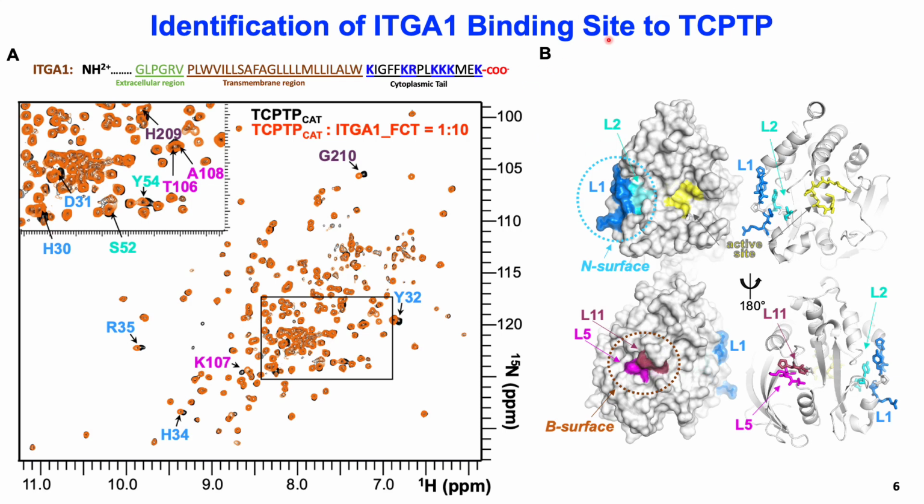Coming to our second question, how TCPTP gets activated by interacting with integrin alpha 1, we examined the interaction of the integrin alpha 1 cytoplasmic tail with the TCPTP catalytic domain and found that it binds to the same site on the catalytic domain where the C-terminal tail was binding. This suggests that the interaction of the integrin alpha 1 cytoplasmic tail with the catalytic domain will disrupt the intramolecular autoinhibitory conformation, causing the enzyme to be activated.